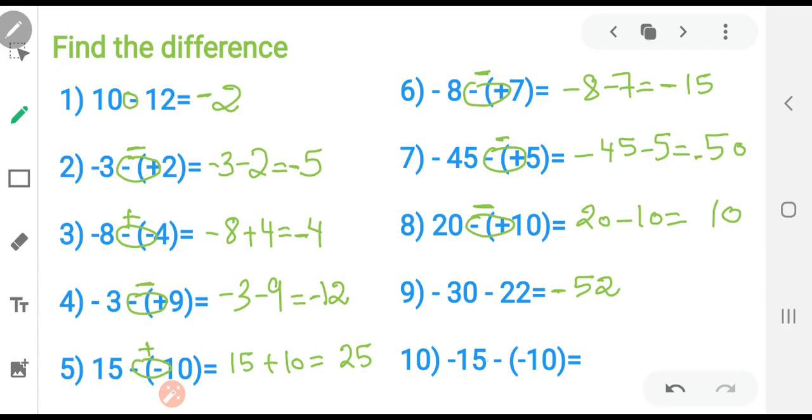Exercise 10, minus 15 minus minus 10. So this is minus 15 plus 10. Different signs, I'll subtract those. So this is a 5. Which number is greater? It's the 15. So what's the sign of the 15? It's negative. So this one is a negative 5.